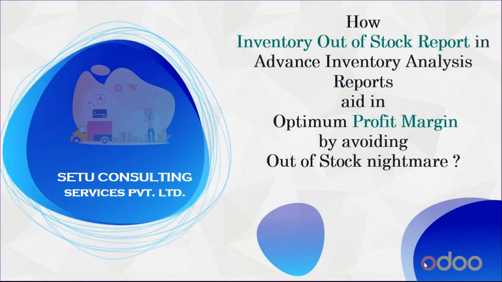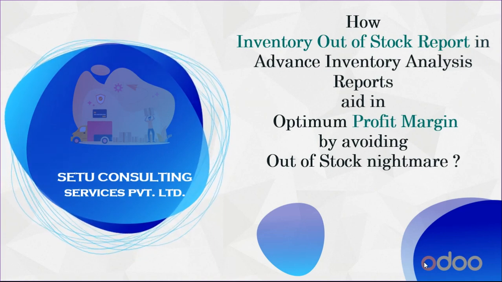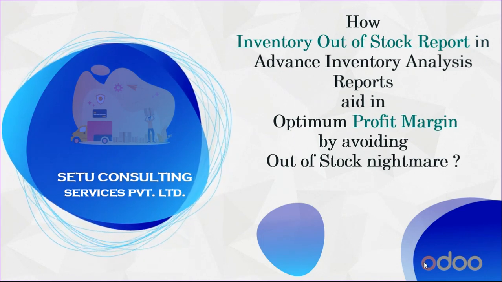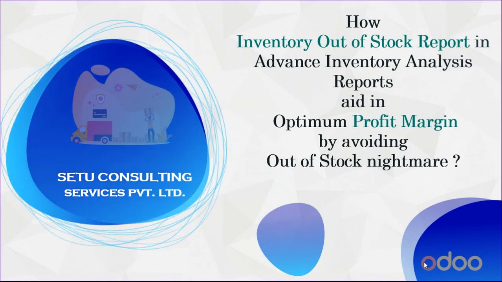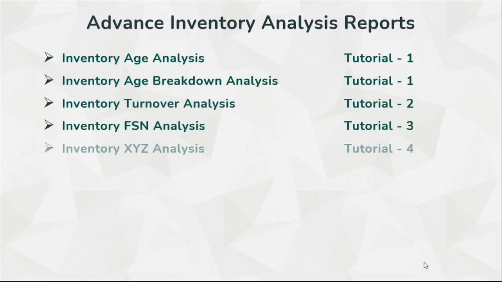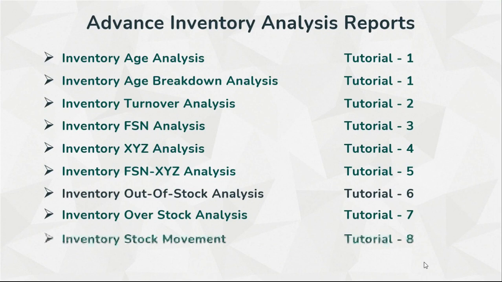Here in this tutorial part 6 you will get to know how the inventory out of stock report in this solution will help you achieve optimum profit margin by avoiding out of stock nightmares. Well, this is the list of all reports that can be generated in this solution, along with the tutorial part that explains what type of analysis you can do through these reports and how it is beneficial for your business. Here in tutorial 6, let us see what analysis to do through this inventory out of stock analysis report and how it is beneficial for your business.